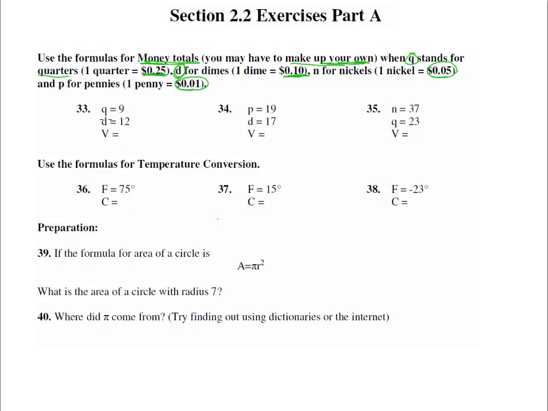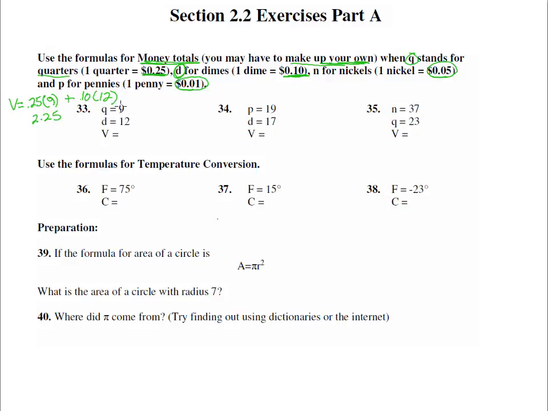So here we have quarters and dimes. So this one, the value is going to be 25 cents times the number of quarters, which will be 9, plus 10 cents, 0.10, times the number of dimes. So this is going to be 0.25 times 9 is 2.25.